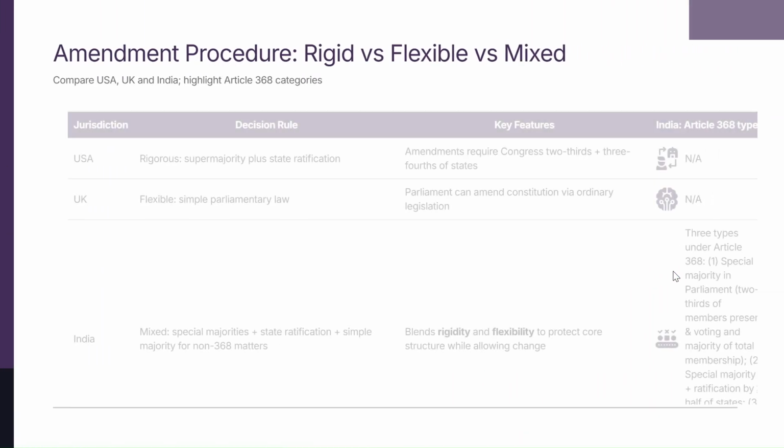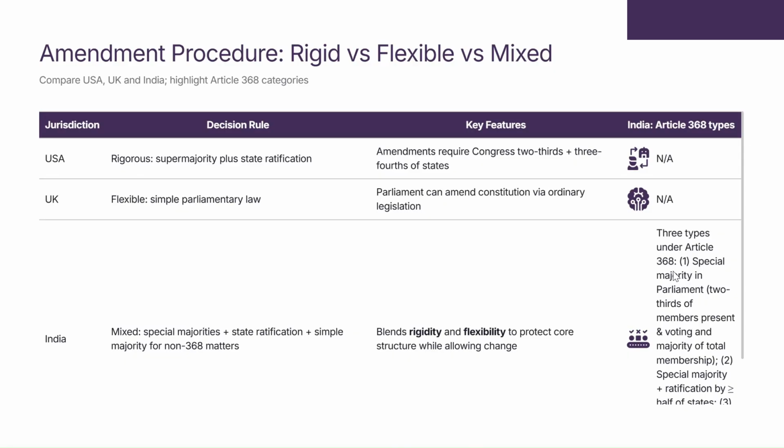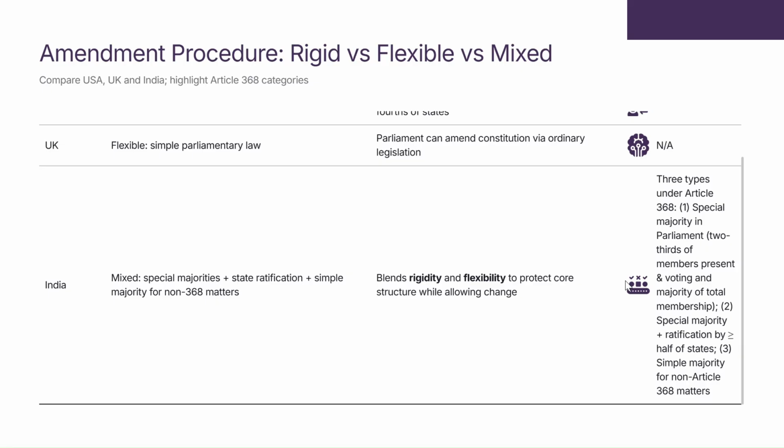See, in the amendment procedure, India has a mix of rigid and flexible procedures. If we take USA, it is only rigid, there is only special procedure. But in UK, it is flexible, like any other ordinary law. And our Indian Constitution offers both rigid and flexible.